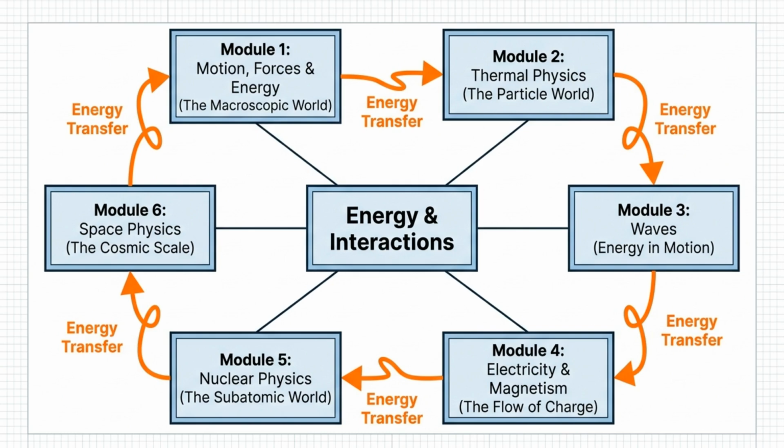We start with the macroscopic world in Module 1, covering motion, forces, and energy. From there we dive into the particle world with thermal physics, then explore energy and motion through waves. Module 4 examines the flow of charge in electricity and magnetism, followed by the subatomic world of nuclear physics, and finally, we look at the cosmic scale in space physics.